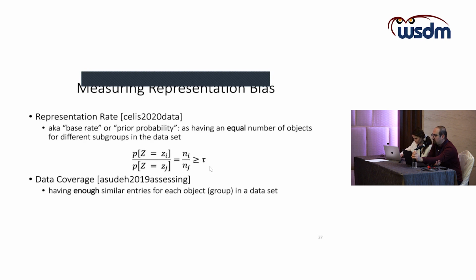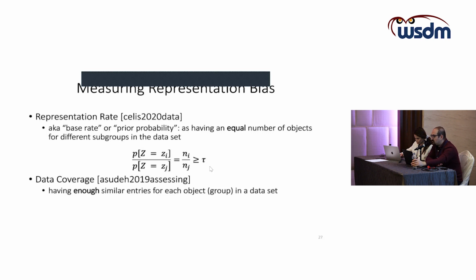Okay, so measuring representation bias. As I earlier glanced through, there are 2 well-known measures for measuring representation bias. One is representation rate, also known as base rate or prior probability. It requires that the data should have an equal number of objects from different groups or subgroups in the data set. In other words, the probability of every group within the data should be the same, right? Then if you have a requirement tau, you want the ratio of the number of one population to the other to be larger than tau. One is the perfect situation, and here we assume that the minority is at the denominator, so it's a value smaller than one. We want it to be as close to one as possible.